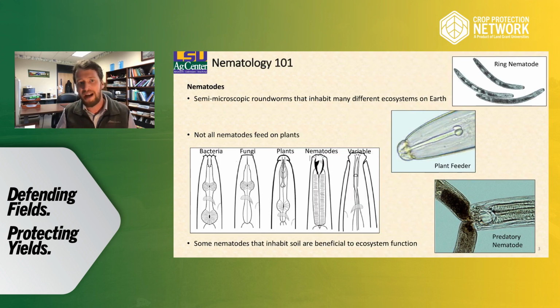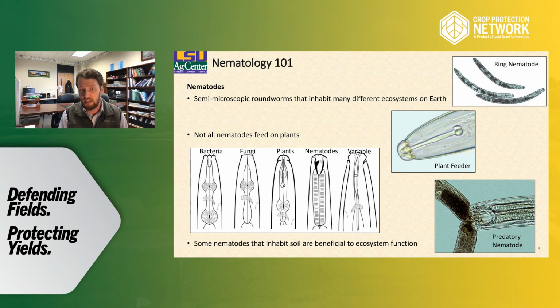So this is my crash course in nematology. So what are nematodes? Well, nematodes are semi-microscopic roundworms that inhabit many different ecosystems on Earth, not just in our soil, but they're in our streams, they're in our lakes, they're in our oceans. And not all nematodes feed on plants. That's really what I want to emphasize here.